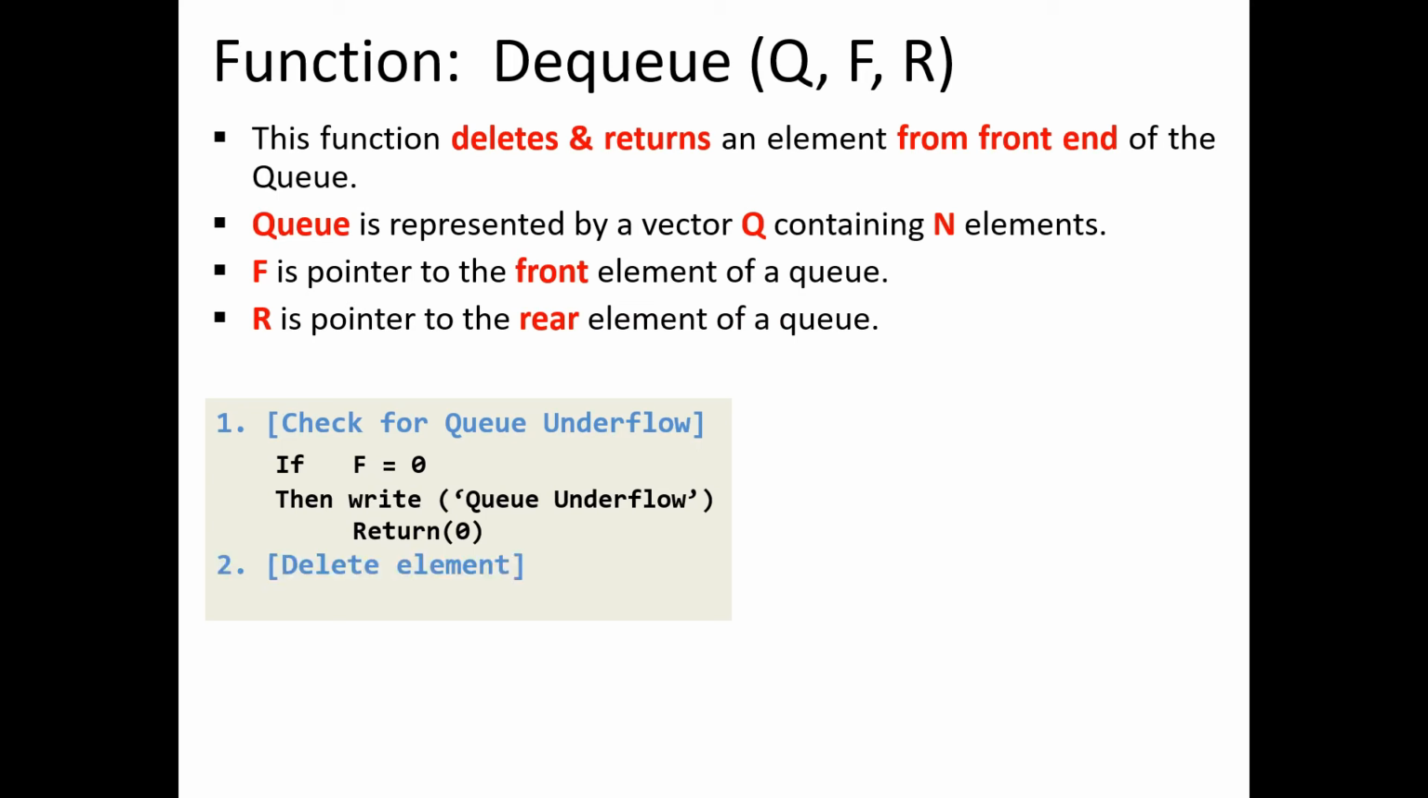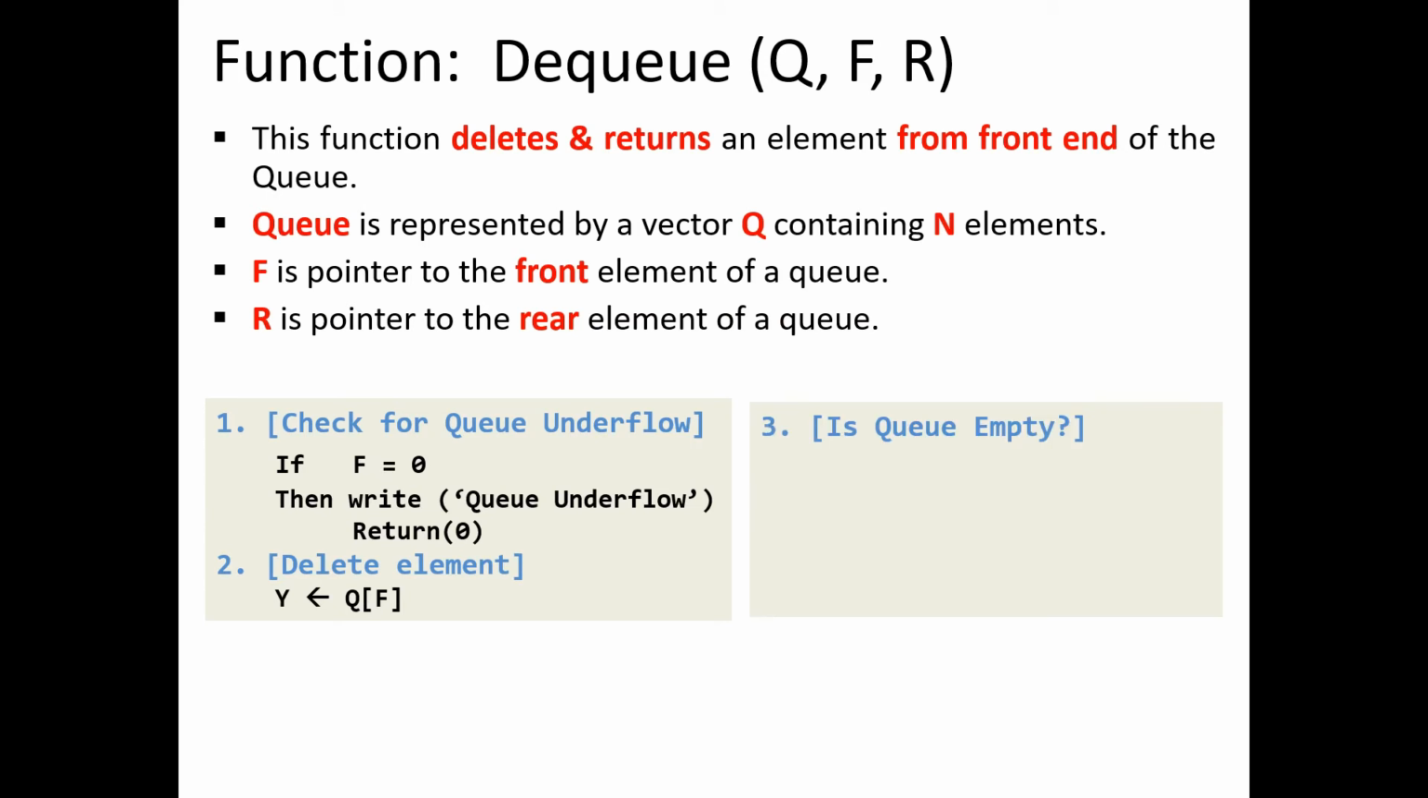Second step is delete element. Here we can delete the element at the position Q of F. That means the front is pointed at the position from where we can delete the element Y.